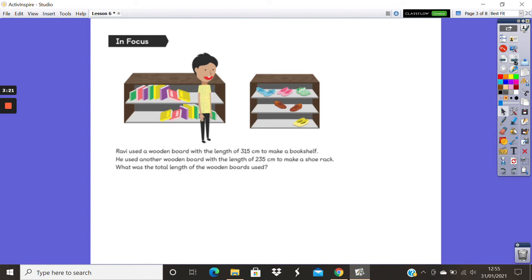Okay, our in focus. Ravi used a wooden board with the length of 315 centimetres to make a bookshelf. He used another wooden board with the length of 235 centimetres to make a shoe rack. What is the total length of the wooden boards used? So if we are finding the total length, we are going to add 315 centimetres and 235 centimetres.